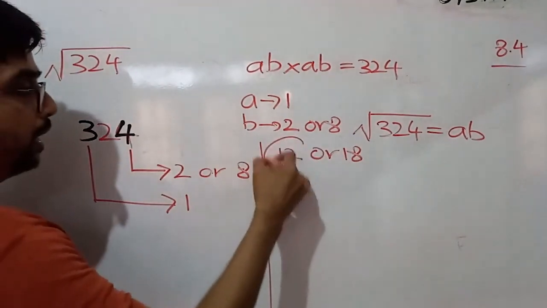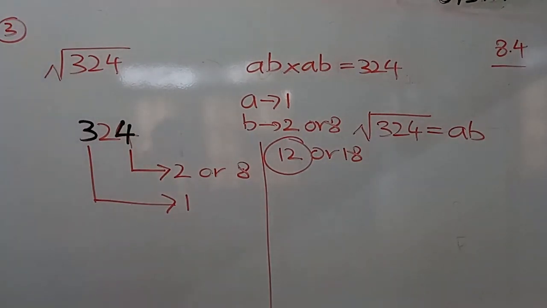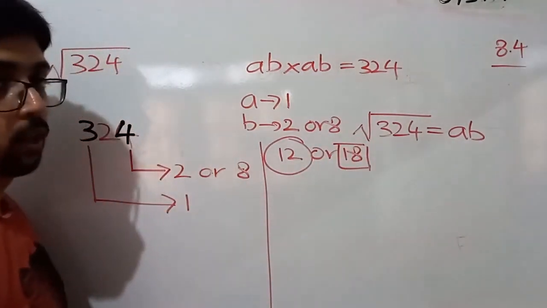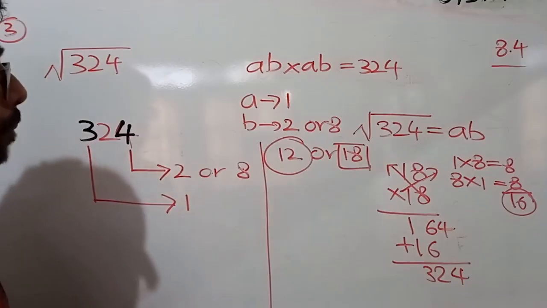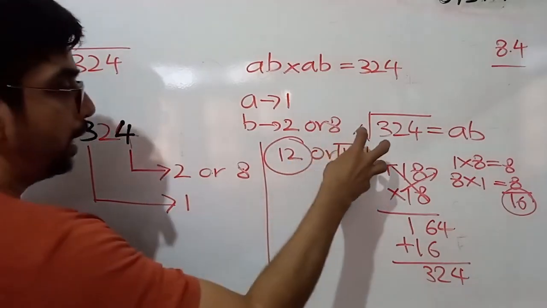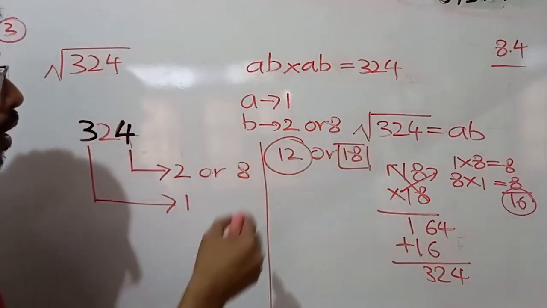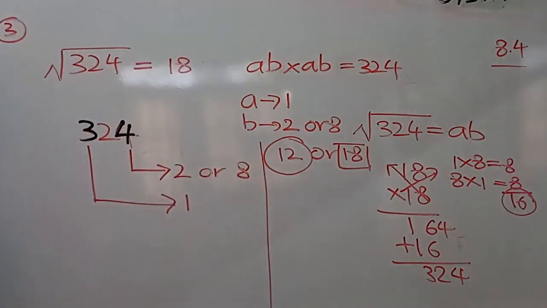So definitely this is not 12. Why? When we take the square of 12, we know that is 144. Right? 144. Then it can be what? 18. So we have to multiply and verify. That means when we take the square of 18, we get 324. That means the square root of 324, that is what? 18. So 18 is the answer.